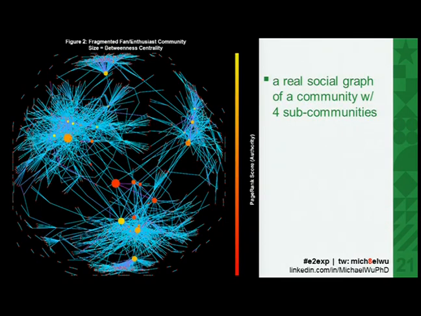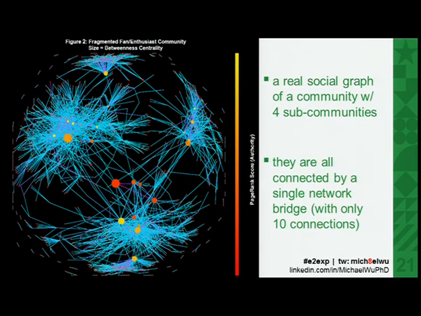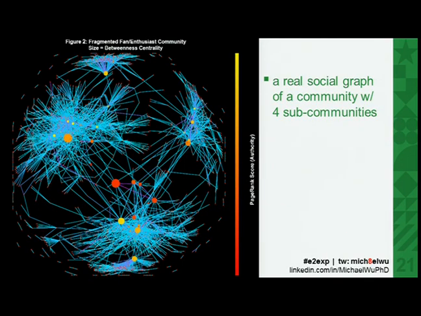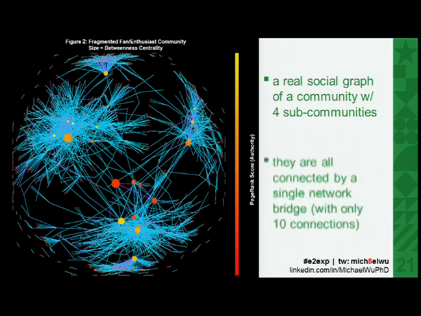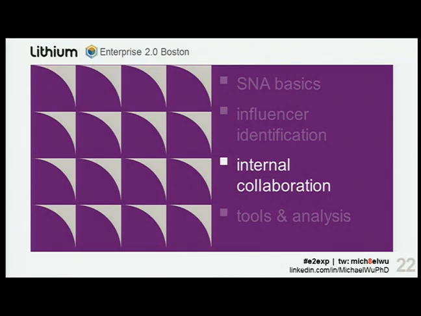This is actually a real social graph of a community with 4 sub-communities. This guy right here is connected to all 4 of these sub-communities. But if you look at how many connections he has, he only has 10 connections, right? If you don't compute this betweenness centrality, which is what I'm talking about here, you will never find this guy. He will be a tiny dot here that you will miss completely. So basically, that's how we construct the graph.